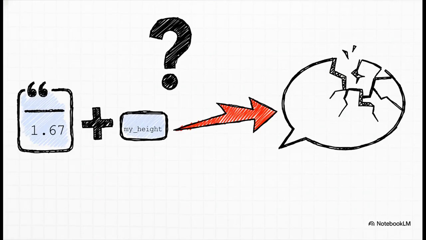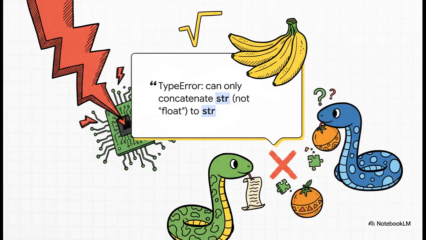Here we have a height stored as a number, a float to be specific. And we're trying to do the same thing, add it into a sentence. We're trying to add a string to a number. What do you think is going to happen? And crash. We get a big, scary-looking type error. But don't worry, it's not that complicated. All this error message is saying is, hey, you can't concatenate or add a number to a string. I only know how to add strings to other strings. It's our square root of banana problem all over again, but this time right in our code.